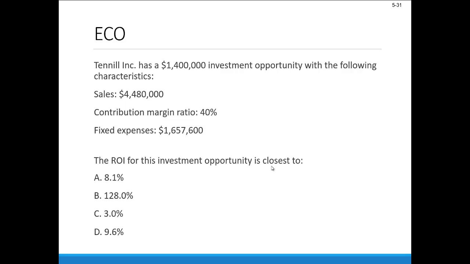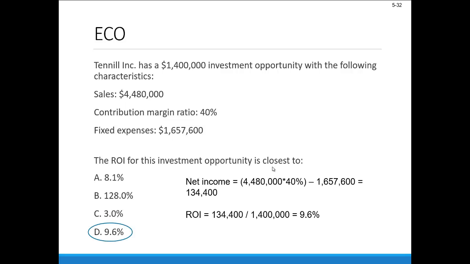So pause this, work through that scenario, and then come back for the solution. The ROI here would be D, 9.6%. So we'll go ahead and find our net income first. Take our sales of $4,480,000 times our contribution margin ratio of 40%. That would give us our total CM.